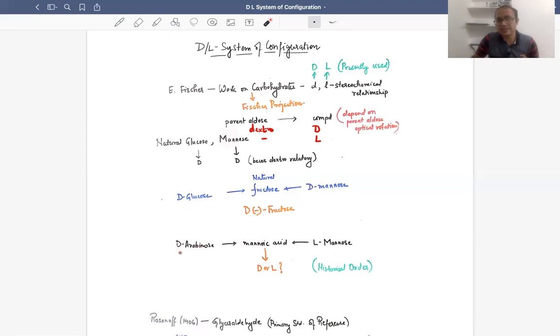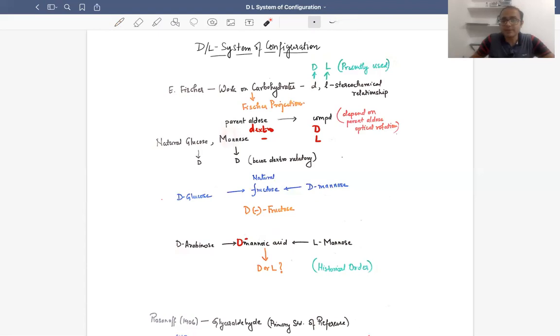Another ambiguous thing happened. What was that? When people synthesized mannonic acid from D-arabinose, it's a pentose sugar. Obviously, since we are starting from an aldose that is D-configured, your mannonic acid should be automatically what? It should be D, right? It should be D configured. But what happened?